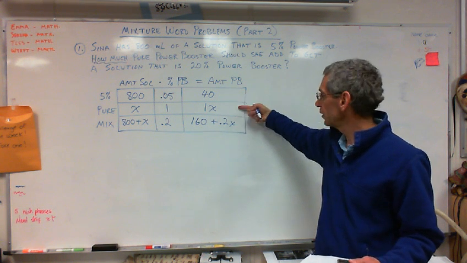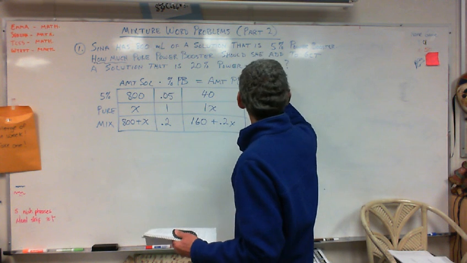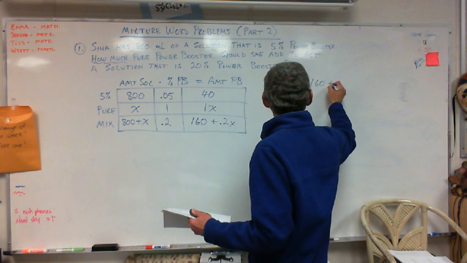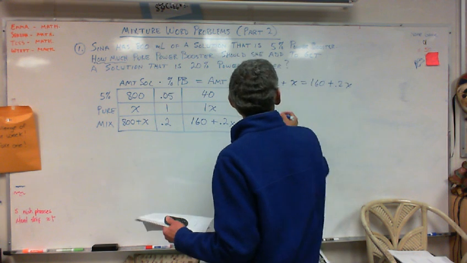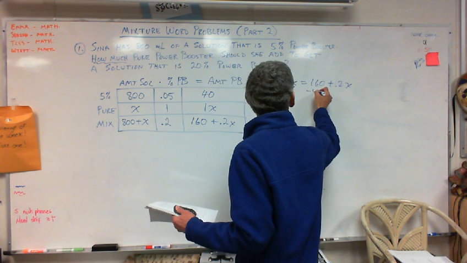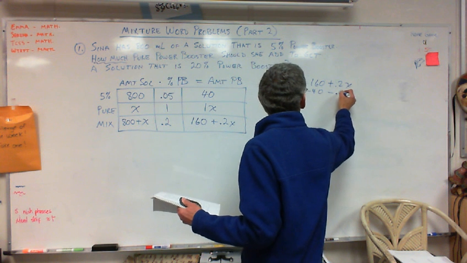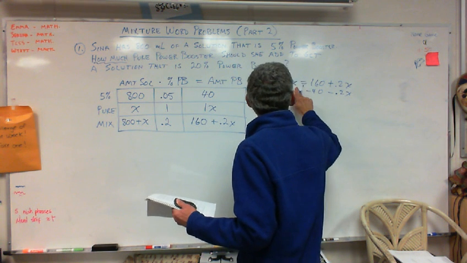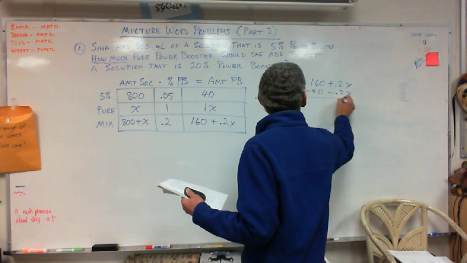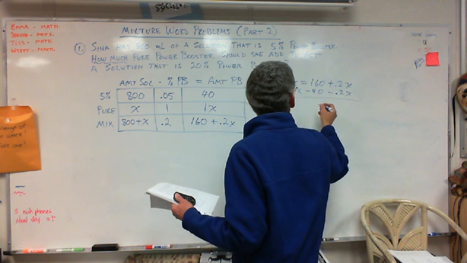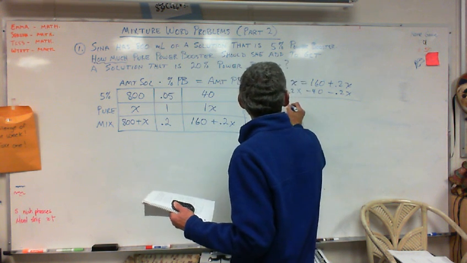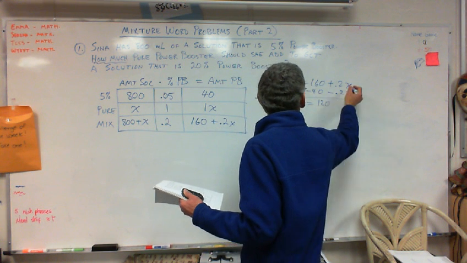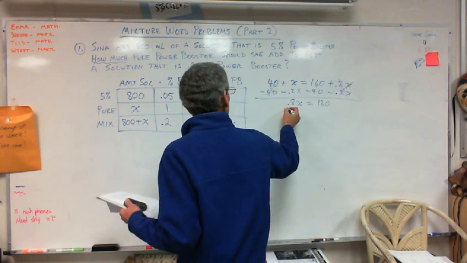Makes sense. This plus this has to equal this. So I just write that. 40 plus x is equal to 160 plus 0.2x. Now I'm going to subtract 40. I'm going to subtract 0.2x. I'm doing it all in one long thing. So those cross out. This becomes 0.8x is equal to 120. Those cross out. So I divide by 0.8.